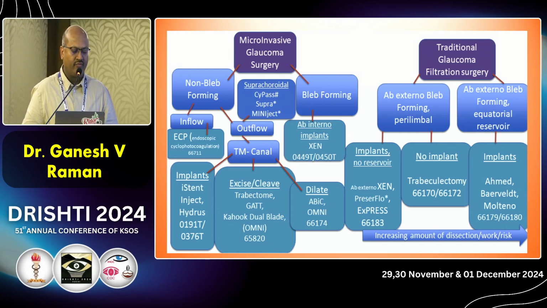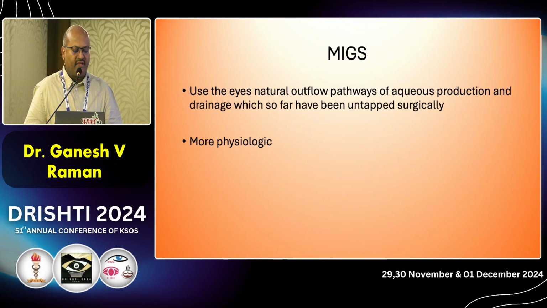And then you have the outflow channels, implants like the iStent or the Hydrus, or you can excise or cleave the trabecular meshwork to enhance outflow, or you can dilate it using the Omni devices, which are not available in India. So we'll mainly talk about the excision and cleaving of the trabecular meshwork. And the logic, as talked about for SLT as well as MIGS, is to use the natural outflow pathway of the aqueous production and drainage, which has so far been untapped surgically, and it's more physiological.